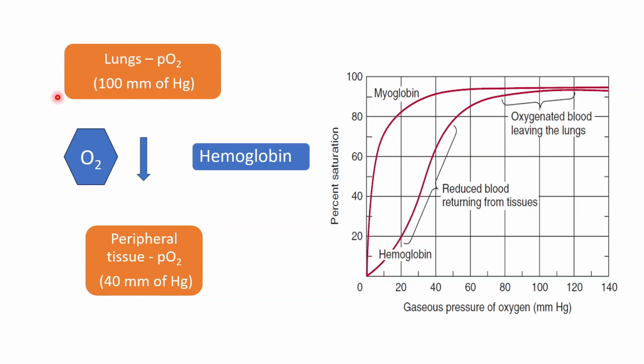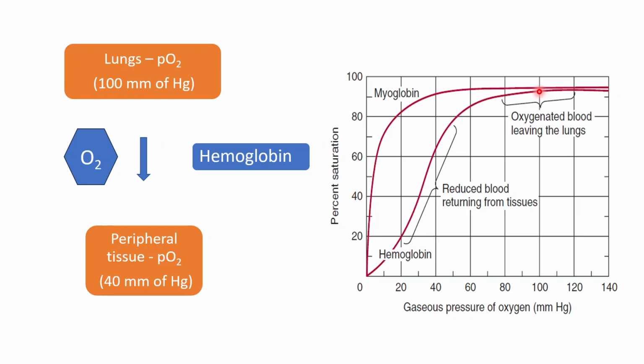At the lungs, the partial pressure of oxygen is around 100 mm of Hg. If you see over here, at 100 mm of Hg, the hemoglobin or myoglobin is roughly 90 to 100% oxygenated, saturated. So this is the hemoglobin curve and this is the myoglobin curve. If you look at the hemoglobin curve at 100 mm of Hg, that is in the lungs, it is roughly 90 to 100% saturated.